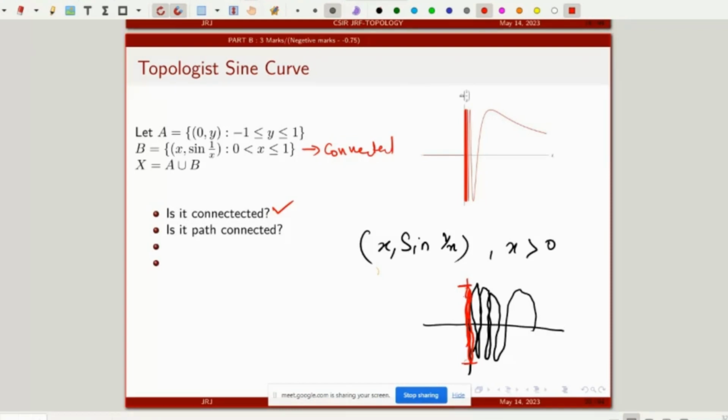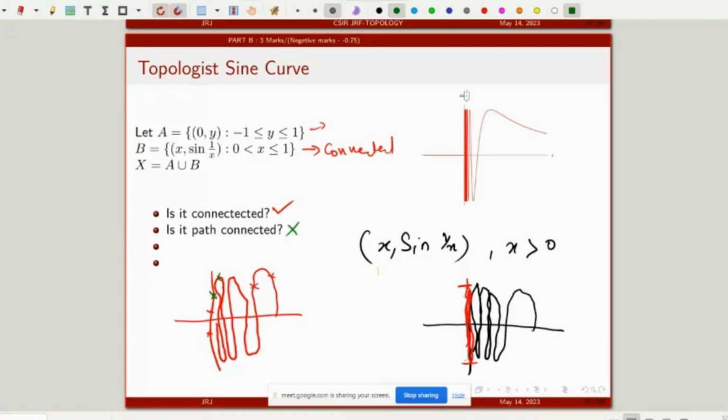Now, will it be path connected? Path connected means if we take two points in that space, we should be able to produce a path between them. Will it be path connected? No. Which points are you not able to connect? If we take two points from here, we will be able to connect. If we take two points from here, we will be able to connect. So individually they are path connected. But if we take one point from the axis part and one point from the graph, then we will not be able to produce a path between them. Whatever path starts from this point will finally end up contained in the axis only. So we will not be able to move from here to here. So it is not path connected.